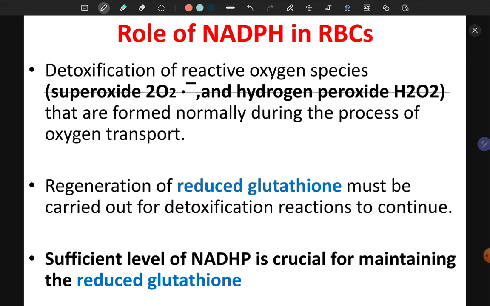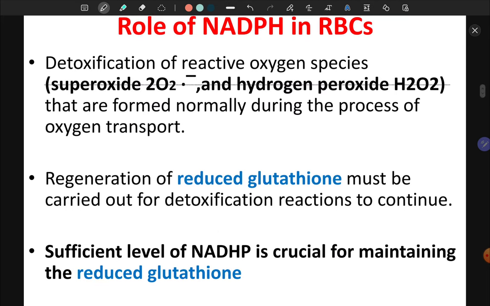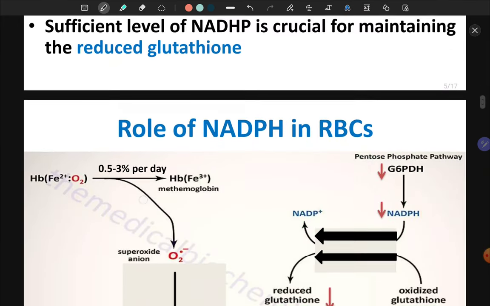So regeneration of reduced glutathione, the detoxification process, requires NADPH, which must be carried out for the detoxification reaction to continue. So a sufficient level of NADPH is crucial for maintaining the reduced glutathione in order to protect the cell. So this is the role of NADPH in the RBC.